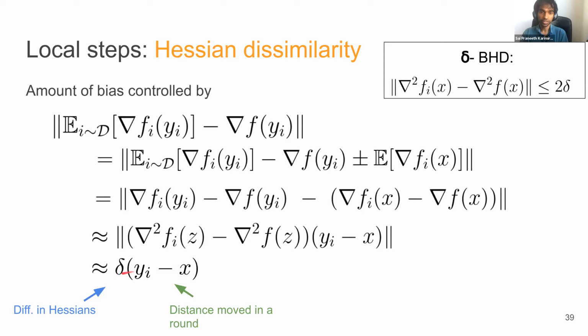In particular, if this difference in the Hessian is small, you can get away with moving very far and your bias will still be small. So the number of steps should be inversely proportional to delta. In fact, it should be proportional to L over delta. If your delta is very small, you take a lot of local steps and you will actually benefit from them. If your delta is, in the worst case, equal to L, then you should just take one local step, and that's the best you can do.